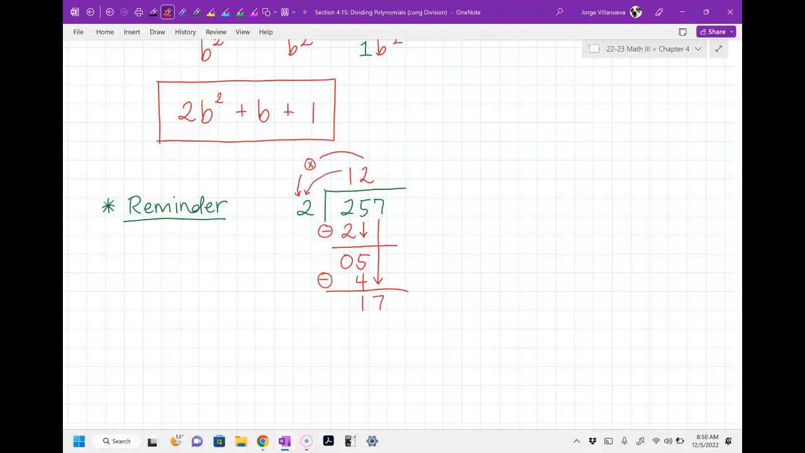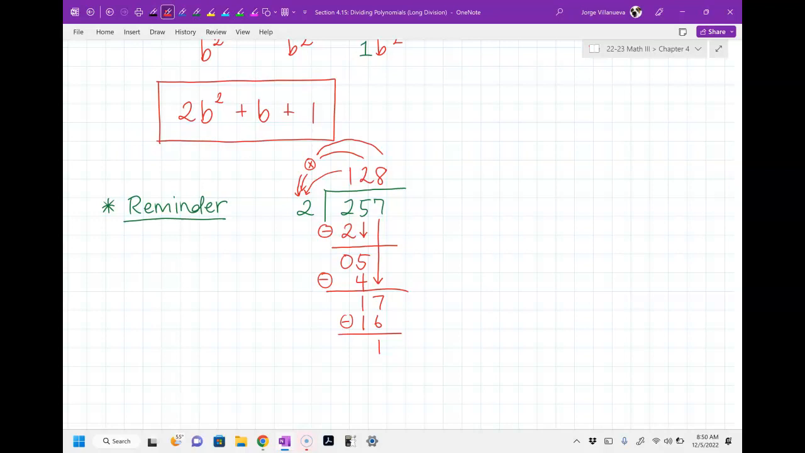So now the next thing is, how many times does the 2 in the front go into 17? Well, that goes 8 times. 8 times 2, notice I'm multiplying it, right? Is 16, and I subtract again, and my remainder is 1.